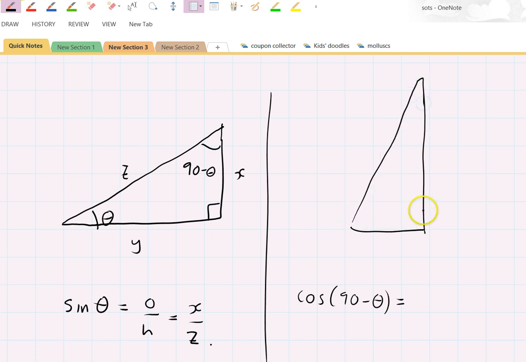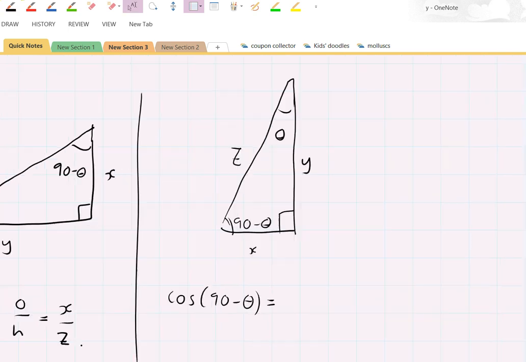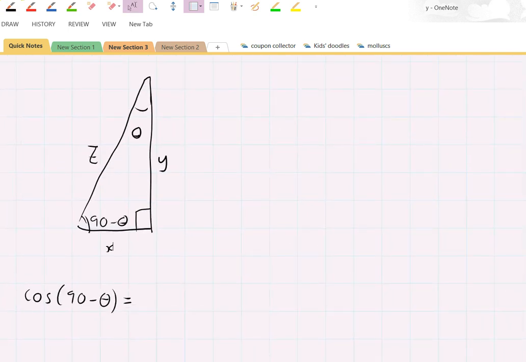It's like that. There's my right angle. This one is 90 minus theta. So this angle here is the angle I want to take the cosine of, which is this one here. That's theta. Now let's label these sides. The hypotenuse is Z. This long one here is Y, and this one here is X. So on this diagram on the right hand side, in fact I'm going to get rid of that one there so you can't even see it.